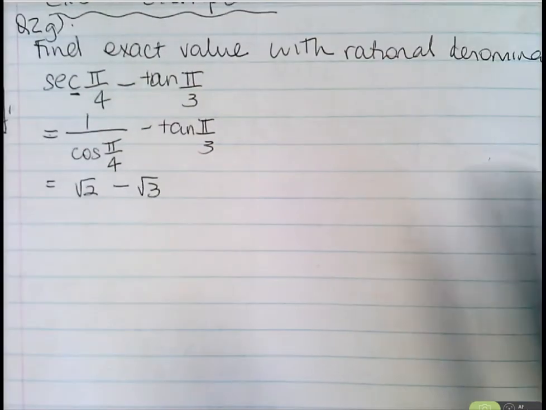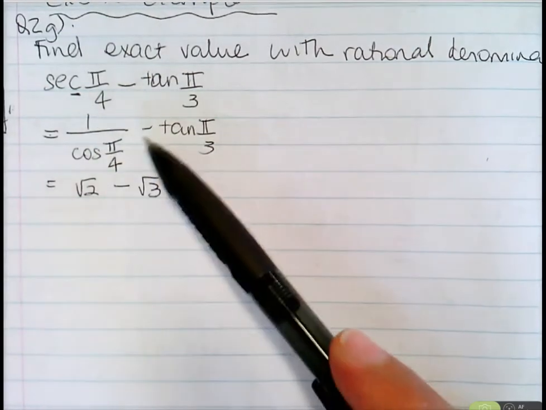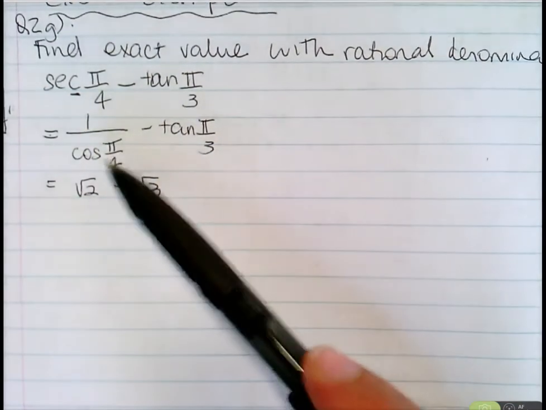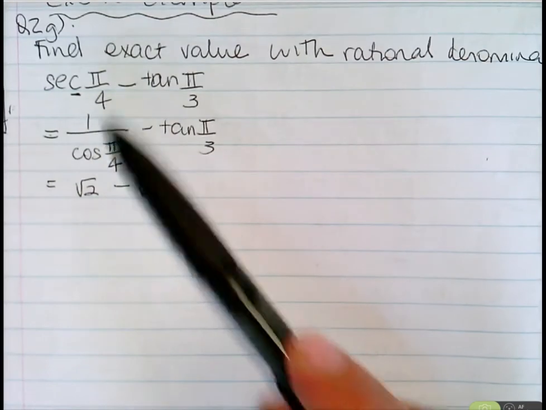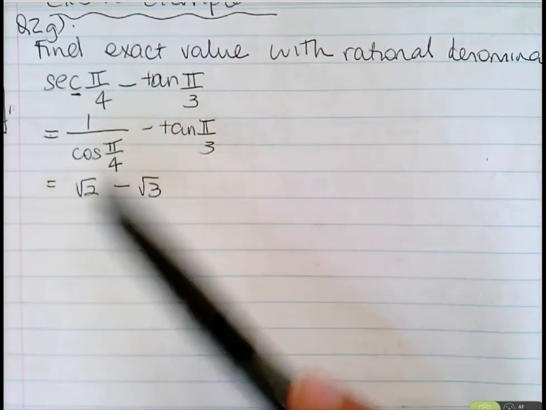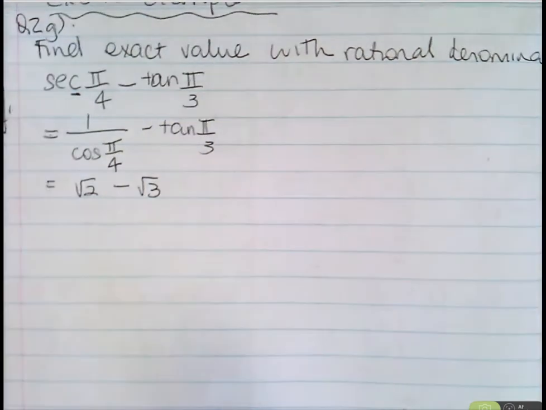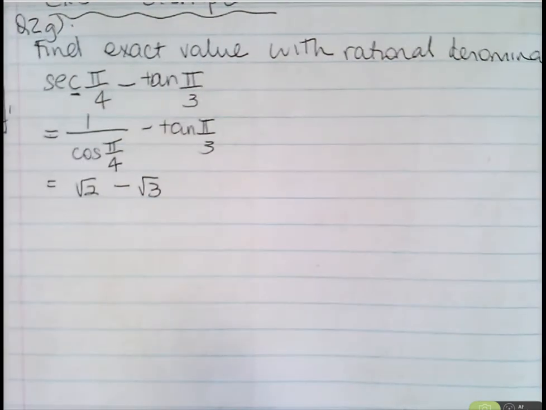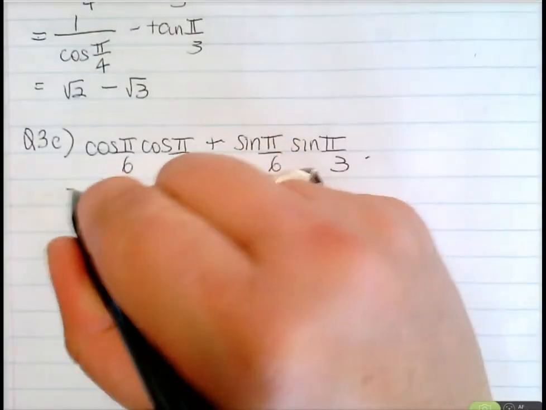Girls, in the first example, sec pi on 4 is 1 on cos pi on 4, and then minus tan pi on 3. This is the reciprocal of 1 on, because cos pi on 4 is 1 on root 2. It's the reciprocal or flip of 1 on root 2, which is root 2, and then we've got minus root 3 for tan pi on 3. Rational denominator, let's see what we get.